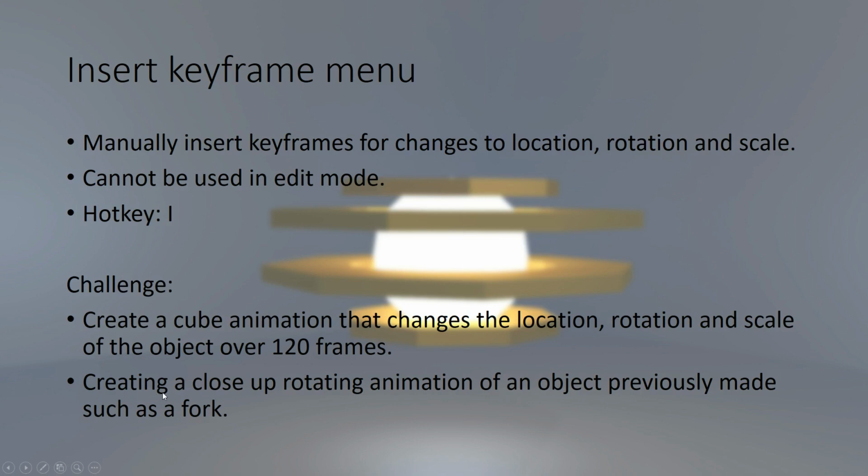As a bonus, I want you to create a close-up rotating animation of an object previously made, such as a fork. So, for example, if you've made a fork or any piece of cutlery object, I want you to insert keyframes that rely on just rotating so that you can create an animation where all the object does is rotate itself.